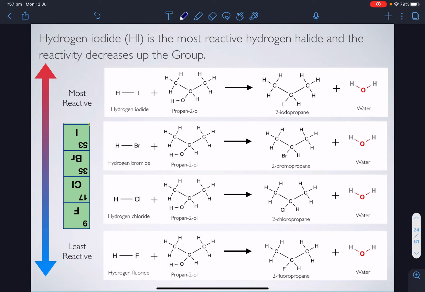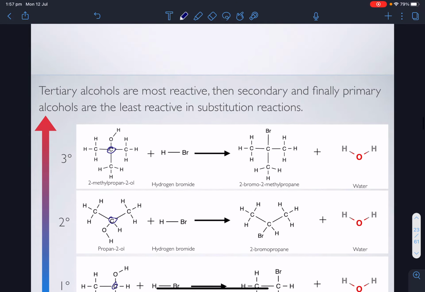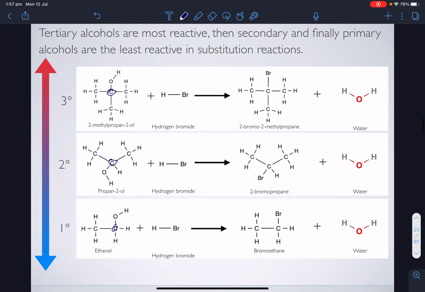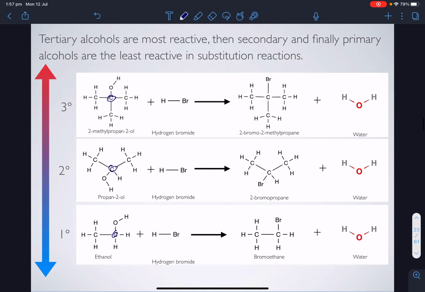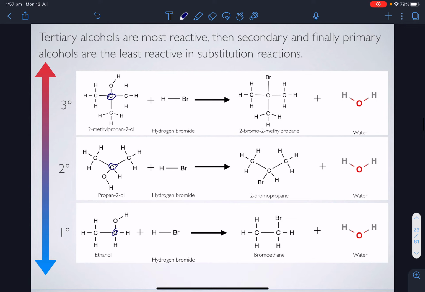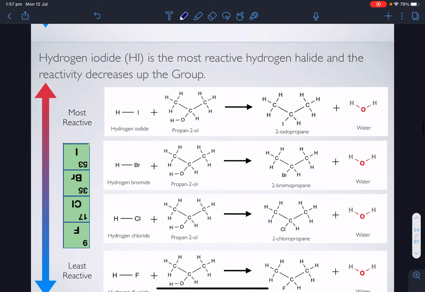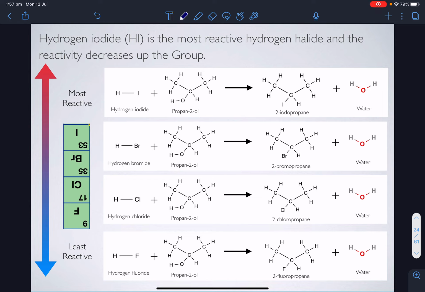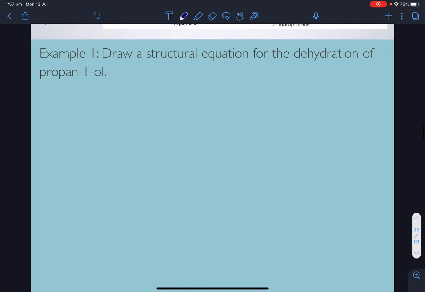fluoride. A good way to remember those: the biggest number in the primary, secondary, tertiary goes the quickest, and here the biggest mass goes the quickest. So with these two, I link them together, and I think biggest goes quickest. Don't know if that'll help you out.